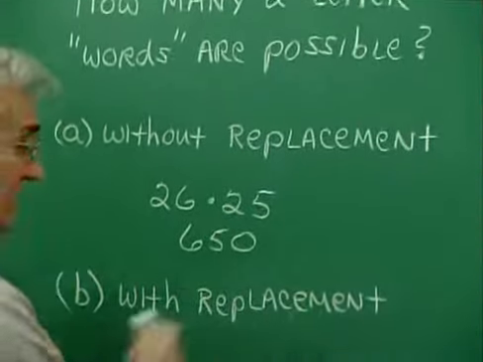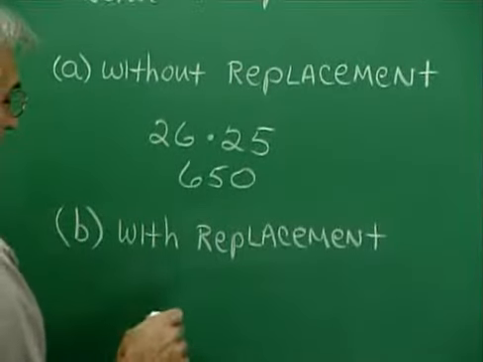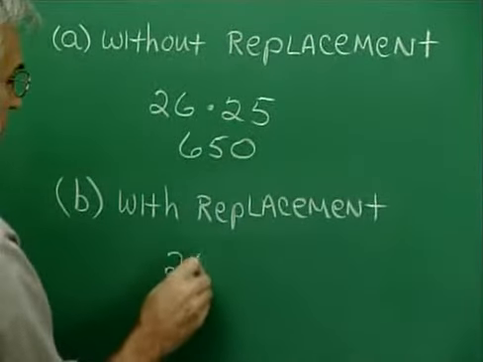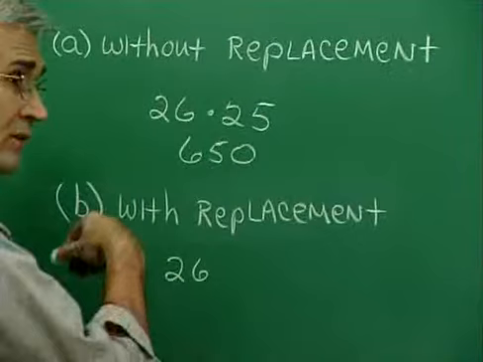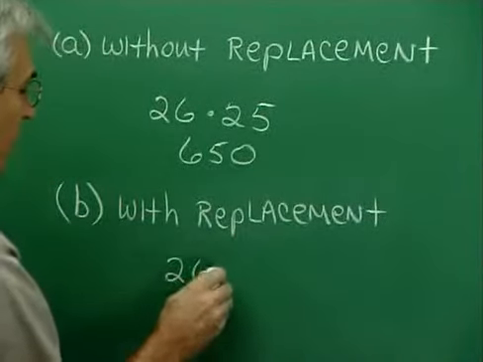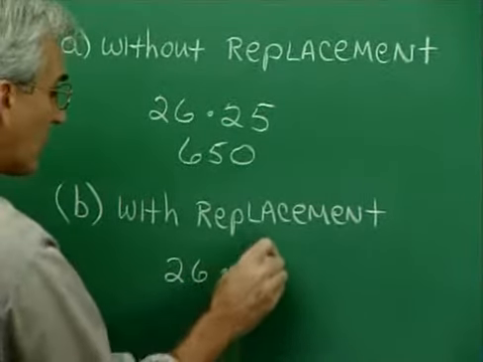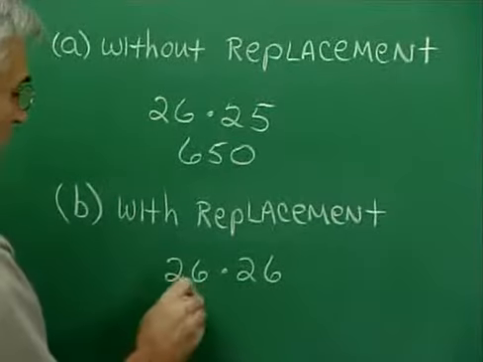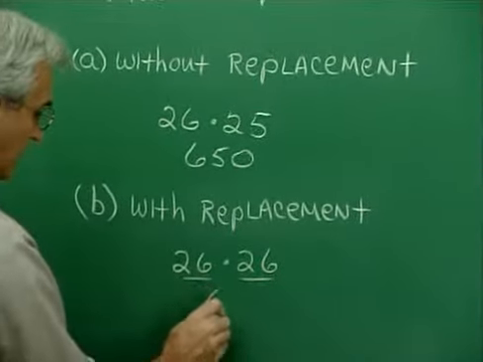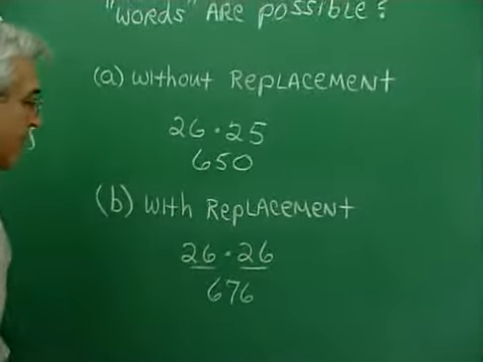Now, with replacement, it's a somewhat different problem, but very similar. We have 26 choices for the first item, and then since we're replacing that first letter, we have 26 choices for the second letter as well. So 26 times 26, or 676.